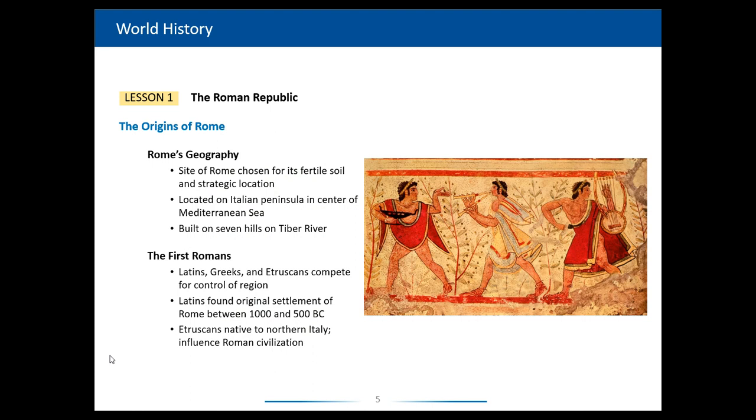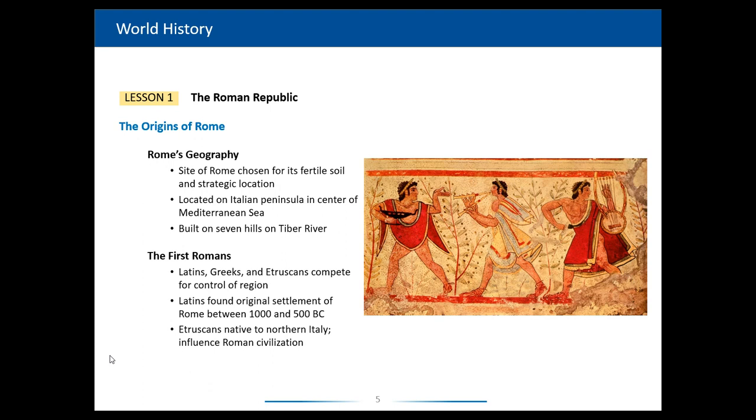The origins of Rome. Rome's geography includes the site of Rome, which was chosen for its fertile soil and strategic location. Located on the Italian peninsula in the center of the Mediterranean Sea, Rome was built on seven hills on the Tiber River. Even though it was built on the Tiber River, it's not considered one of the early river valley civilizations because the Tiber River was not a major influence on its development.